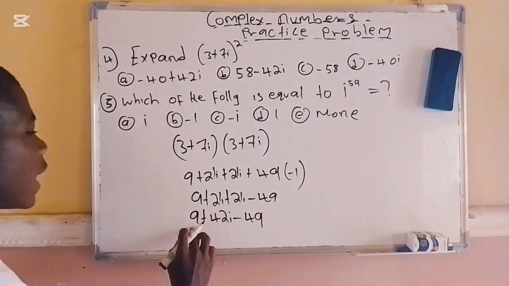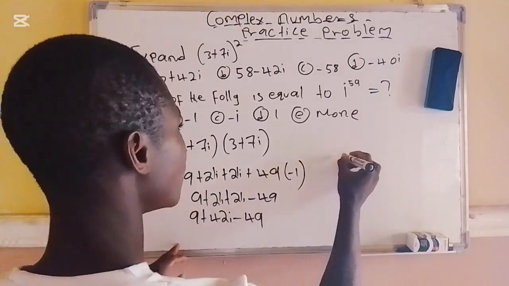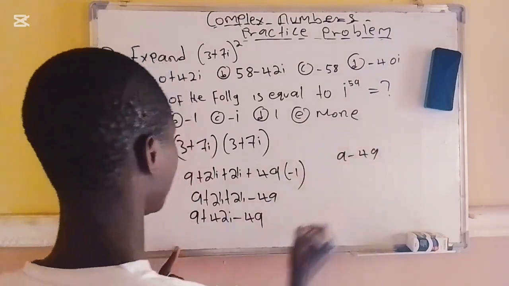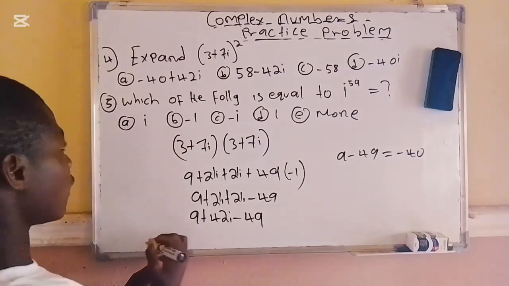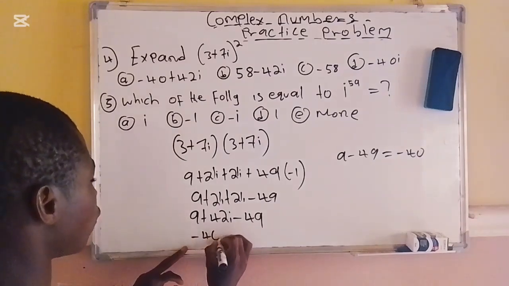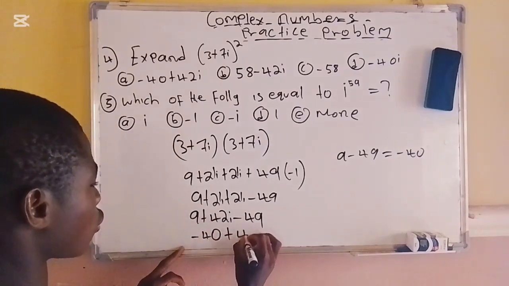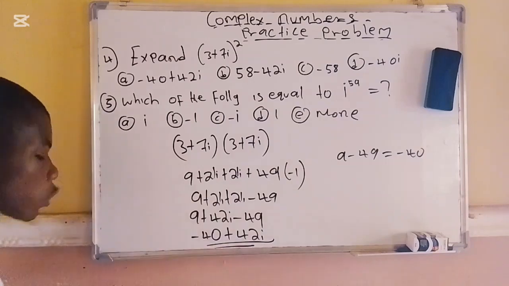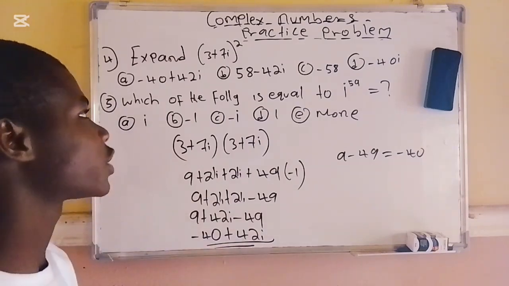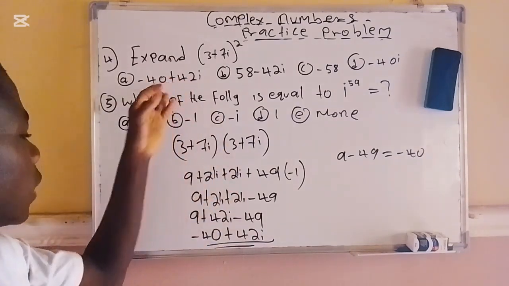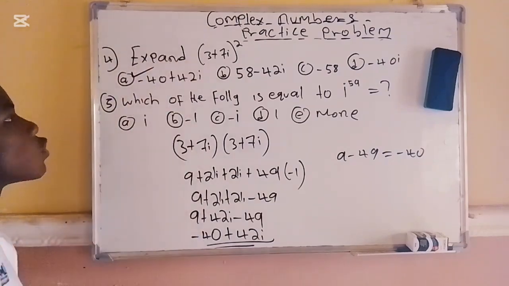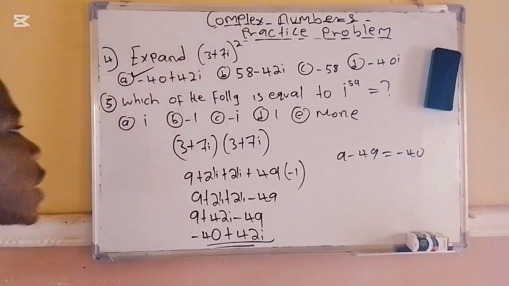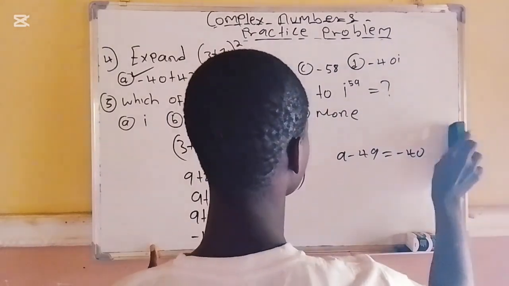If I say 9 minus 49, it will be equal to minus 40. So this will be equal to minus 40 plus 42i. Help me to check whether we have the option. Option 1, yes. Option 1 is the right answer. So we are done with question 4. Let's see the fifth question.